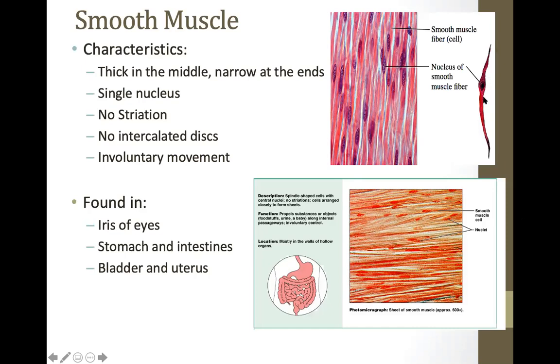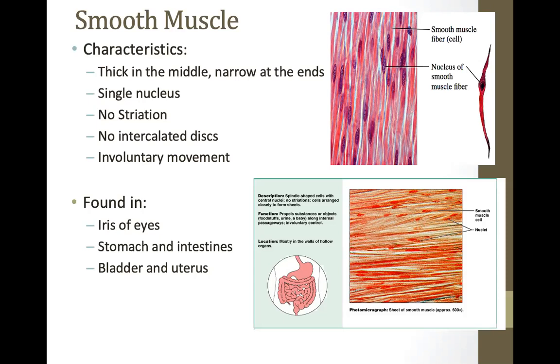And then as you go to either end, the cell starts to narrow down. So that's a spindle shape, thick at the center, thin on the ends. There is a single nucleus, as you can see in the picture here. There is no striation, so there is no dark and light pattern going through your muscle. And I'll show you what that looks like if it is present in the cell. There is no intercalated disc.